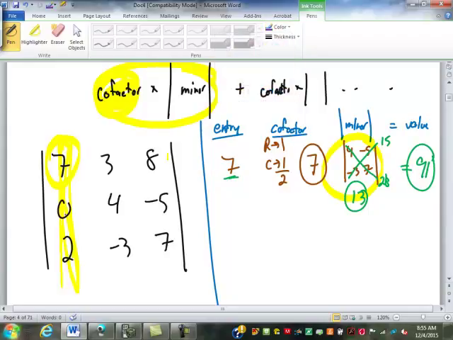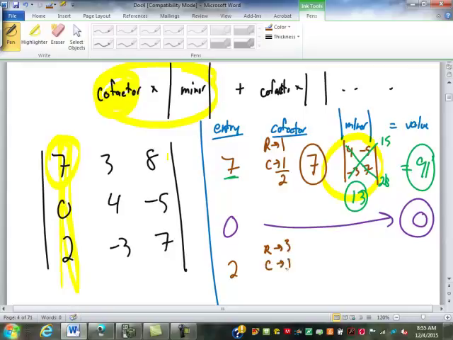Now what's the next entry in the column? 0. I'm going to skip all that and go to its value, 0. Why? Because its cofactor is 0. 0 times whatever that minor is still 0. So nothing else matters once the entry is 0. Next entry in that column is 2. What row is it in? 3. Column 1. That adds up to 4, which is even, so it's going to be positive. So 2 is its cofactor.